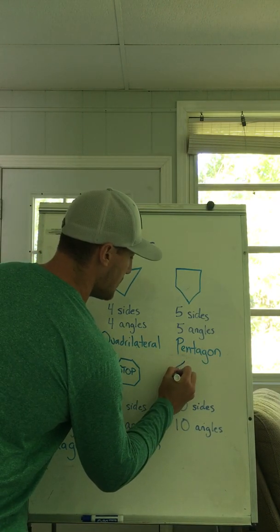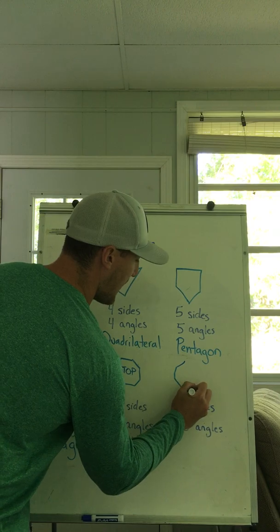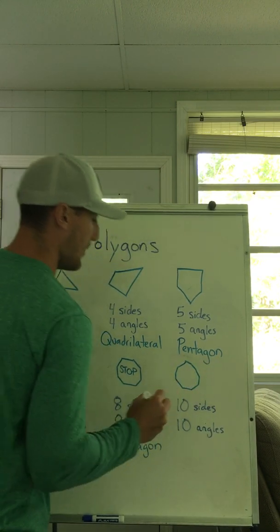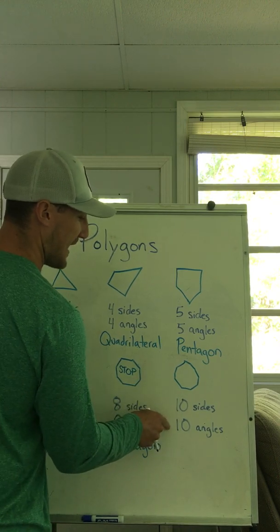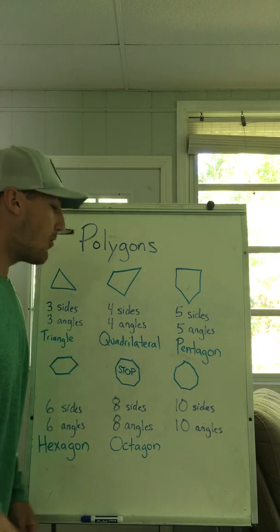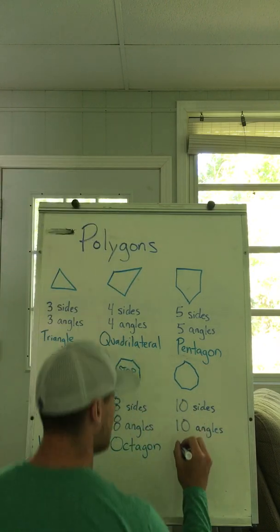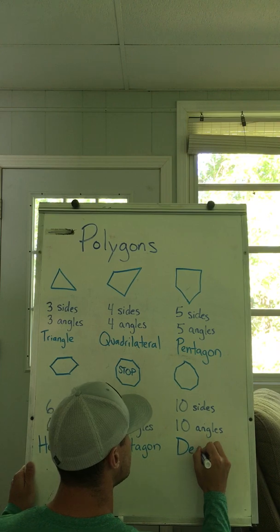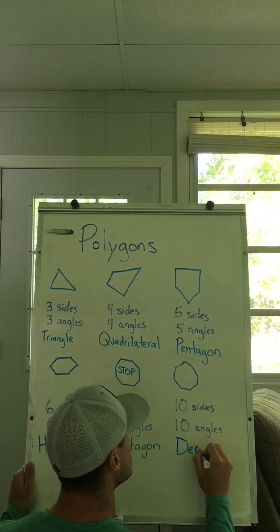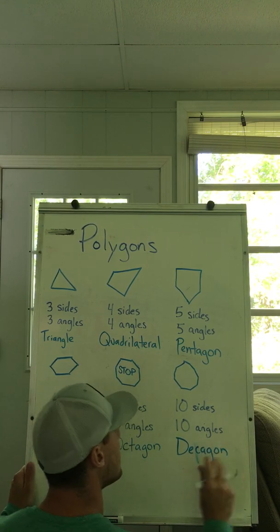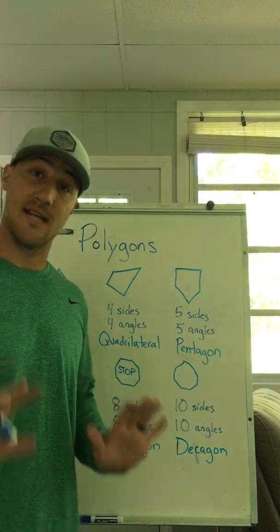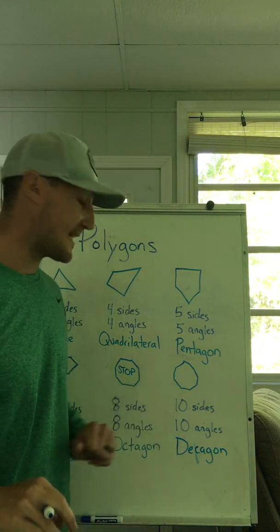1, 2, 3, 4, 5, 6, 7, 8, 9, 10. 10 sides, 10 angles. Kind of tough to see all the 10 sides, but I promise 10 sides, 10 angles. When we have 10 sides and 10 angles, we call this a decagon. D-E-C-A-G-O-N. Decagon. And one way to remember that is if you know how many years are in a decade, there are 10 years in a decade, 10 sides on a decagon.